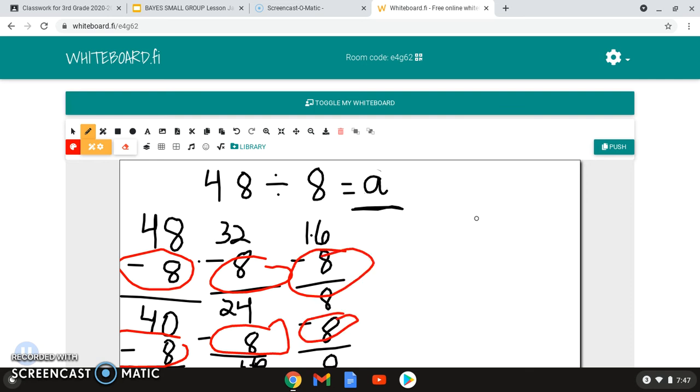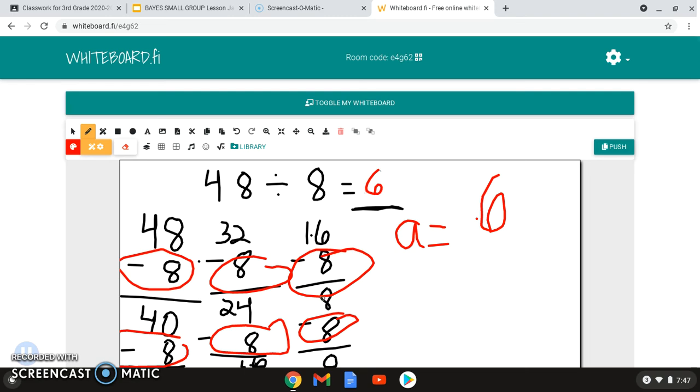So now I can look at my red circles, and if I count those, I have 6 red circles. It means that I have subtracted 8 6 times. So A in this particular problem would be equal to 6. Oops, that's not a very pretty 6. So I could erase A here and go ahead and put my 6 in. So I know that A is equal to 6. Go back to my pencil.